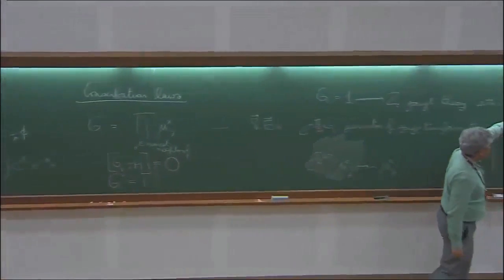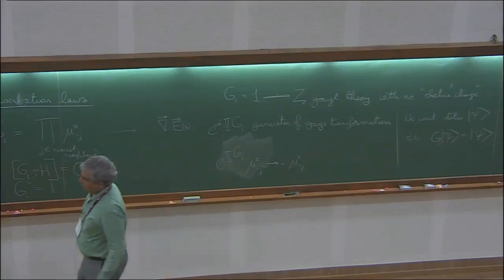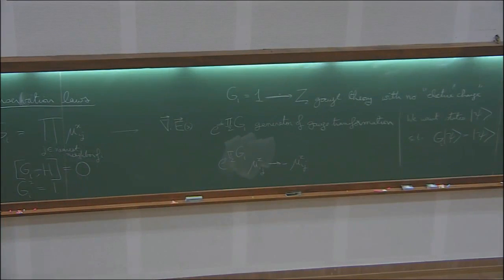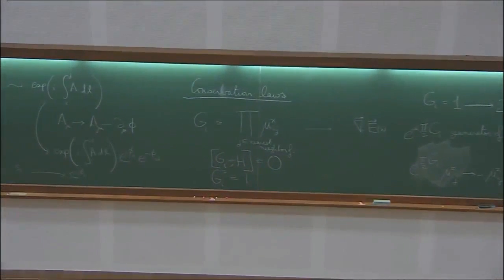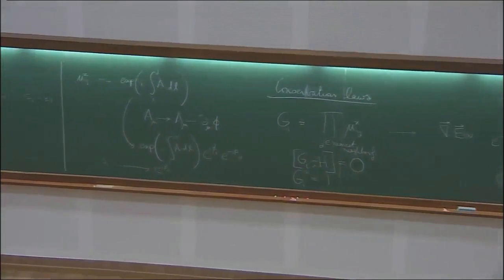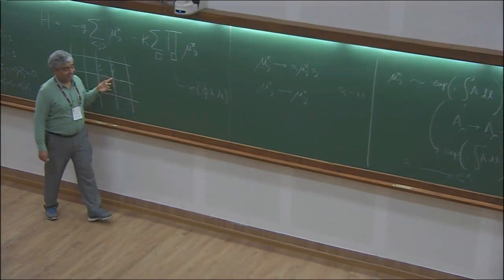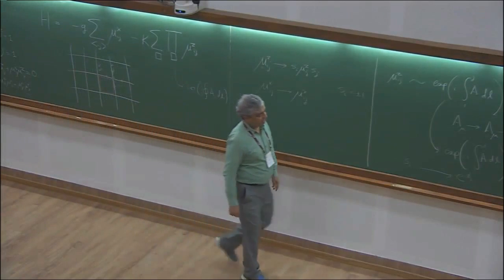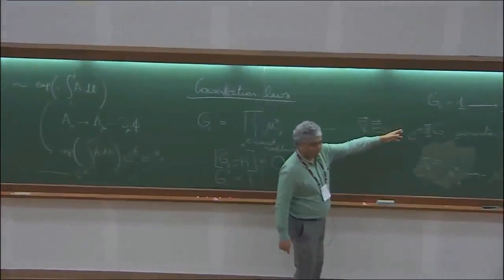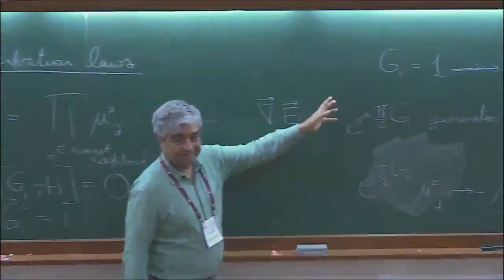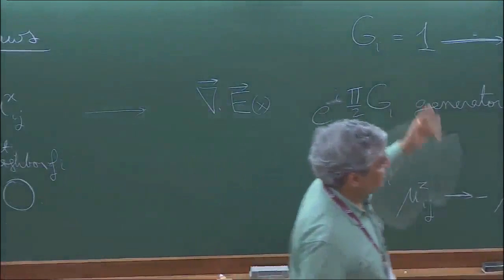GI equals 1 is a theory with no electric charge. So if I make GI equals minus 1 somewhere, if I look at a state where GI is minus 1 here, that'll be a state with an electric charge sitting there. That's analogous to taking a state where del dot E is not 0, but del dot E is equal to rho. Then the right-hand side is what the electric charge is.